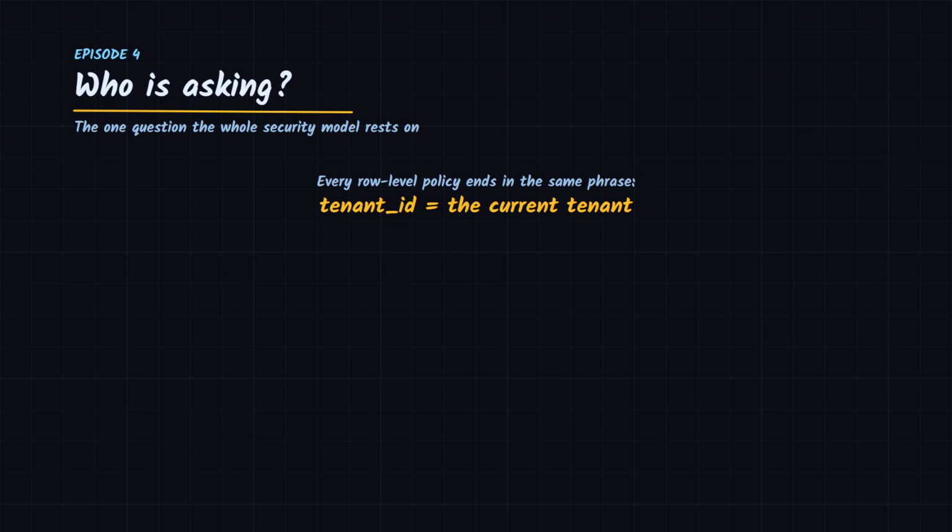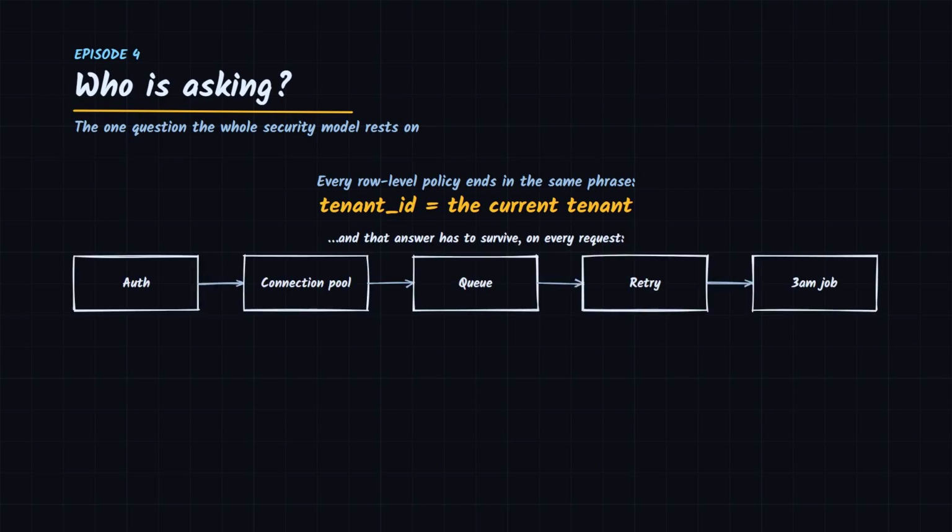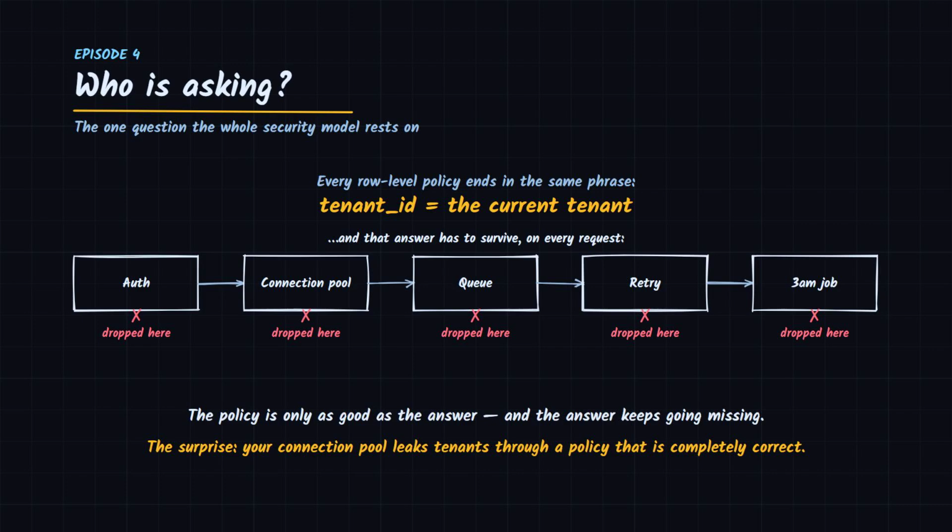It is not. That answer has to survive authentication, a connection pool, a queue, a retry, and a background job that runs at 3 in the morning with nobody logged in at all. And it gets dropped at every single one of those. This episode is about where it goes missing, and the one that surprises people, which is that your connection pool can leak tenants through a policy that is completely correct.